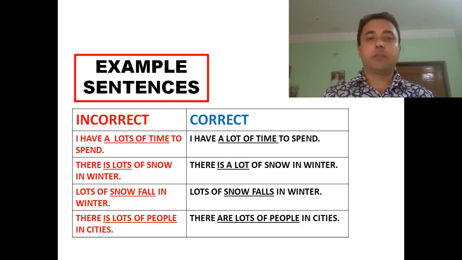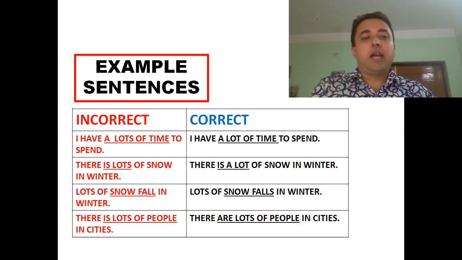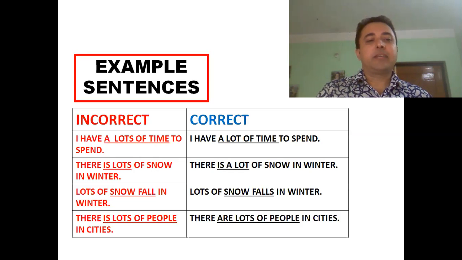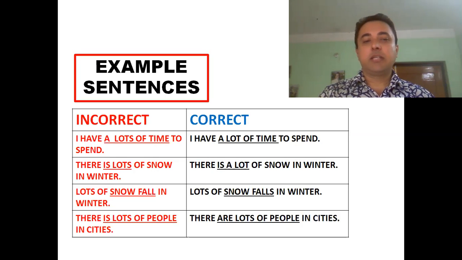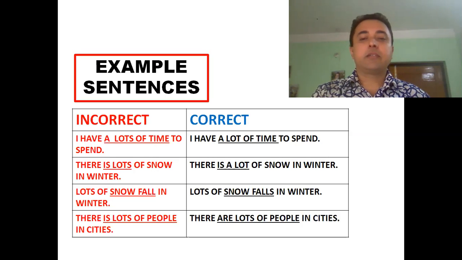Let's have a look at some examples. I have a lots of time to spend. That's incorrect in use. That will become I have a lot of time because time is uncountable. And more importantly, you can use a structure like lots of time or a lot of time.